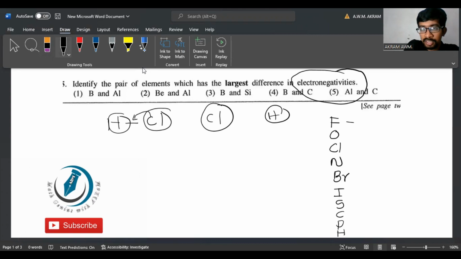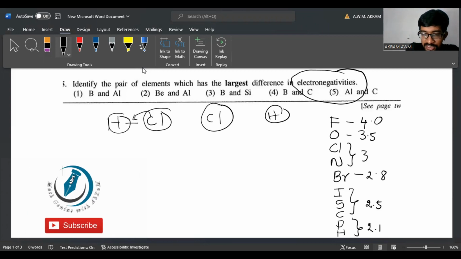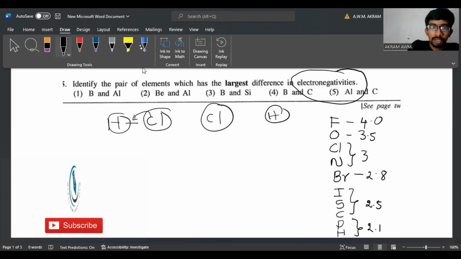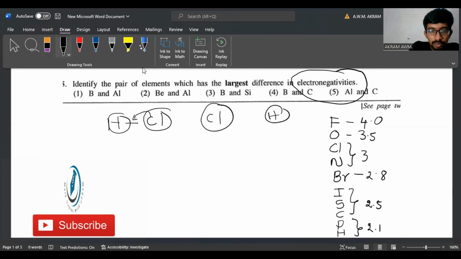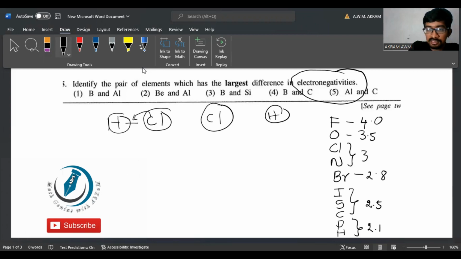Fluorine has 4.0 electronegativity, oxygen 3.5, chlorine and nitrogen 3, bromine 2.8, and these three 2.5. Then phosphorus and hydrogen: we will study this in physical chemistry. Phosphorus and hydrogen have the same electronegativity value, 2.1. So we can identify all 20 elements' electronegativities with these.